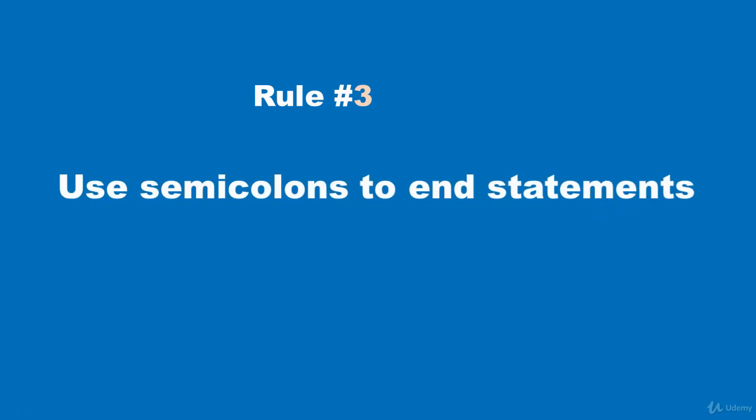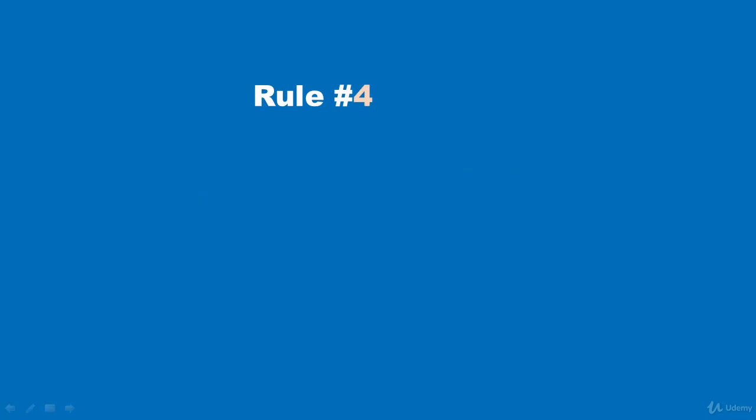Rule number 3. Use semicolons to end statements, e.g. variable fruit equals apple. Statements are what comprises JavaScript code. So a JavaScript code can contain one statement or a bunch of statements.